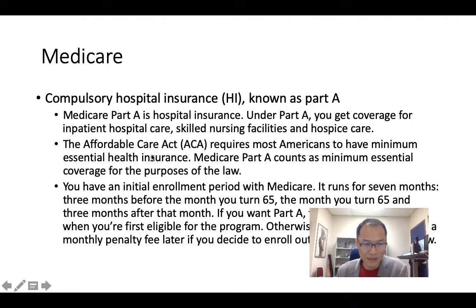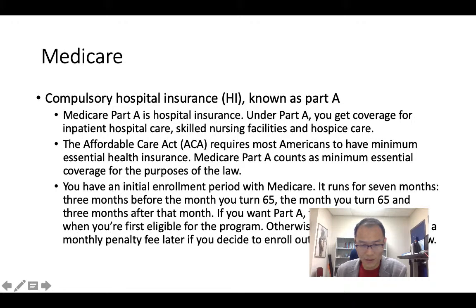Under HI, you get coverage for inpatient hospital care. Like the title suggests, it's hospital insurance, skilled nursing facilities, and hospice care. There's a difference between skilled nursing and regular nursing homes. Skilled nursing is typically temporary, just like hospital care. The ACA or Obamacare requires most Americans to have minimum essential care insurance. Medicare Part A counts as the minimum essential coverage.